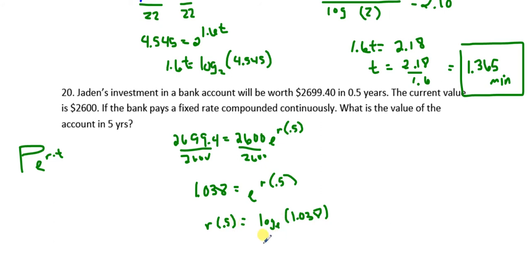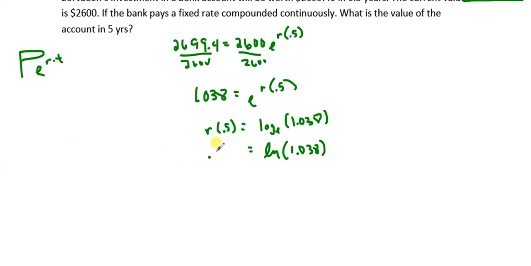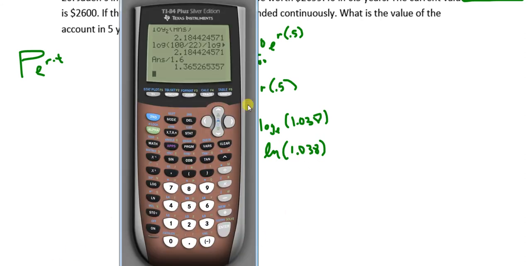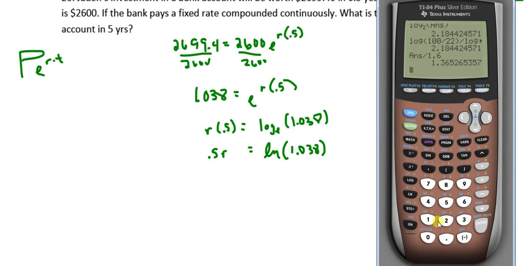And log base e is natural log, ln, of 1.038. So we don't even have to do that change of base. Otherwise, you could do log of 1.038 divided by the log of e. Natural log equals, I'm going to put the 0.5r like this. So we'll divide by 0.5 when we're done, or multiply by 2, which is the same thing. So on our calculator, we have natural log of 1.038.